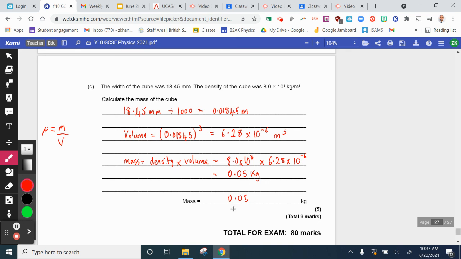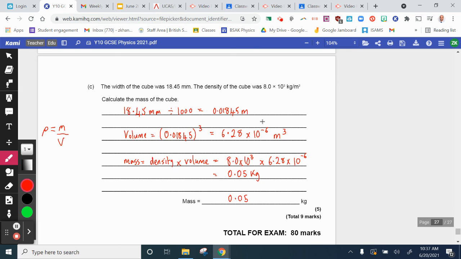Okay, so if you're looking at a mass that's in the 50 kilograms, for 2 centimeter by 2 centimeter by 2 centimeter, those masses don't make any sense. This is more reasonable. Okay, so how are the marks distributed?